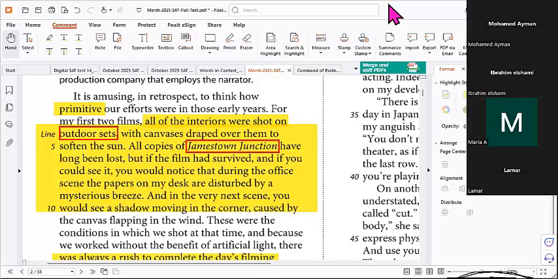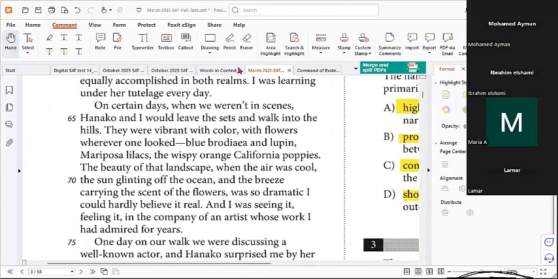Have long been lost. But if the film had survived, and if you could see it, you would notice that during the office scene, the papers on my desk are disturbed by a mysterious breeze, and in the very next scene, you would see the shadow moving in the corner. So sometimes don't stick just to this line. You need to go back a little bit more to get the whole idea of what he wants you to take care of, or what he wants you to check. So it's exactly D.